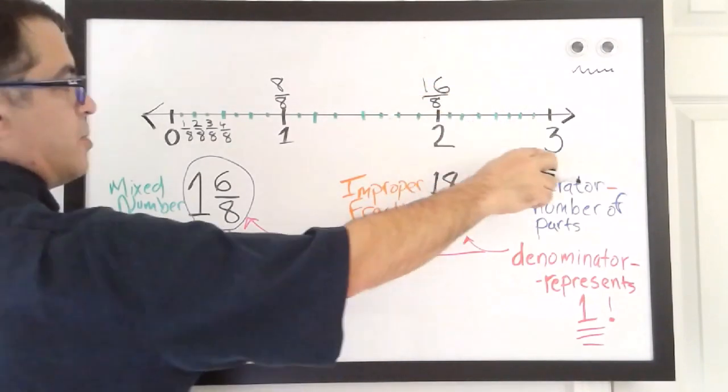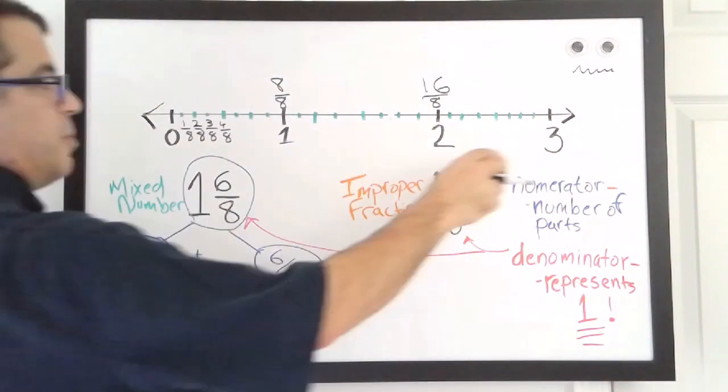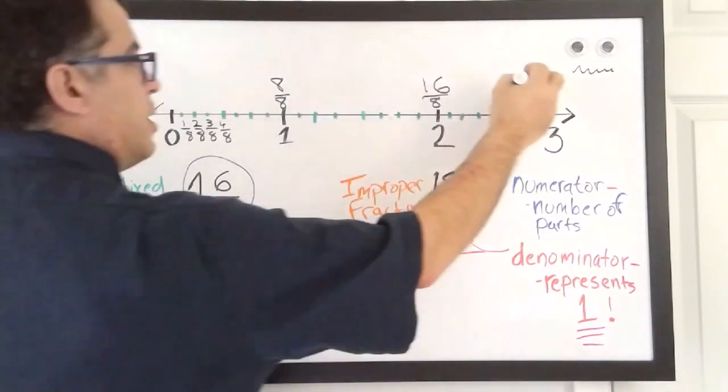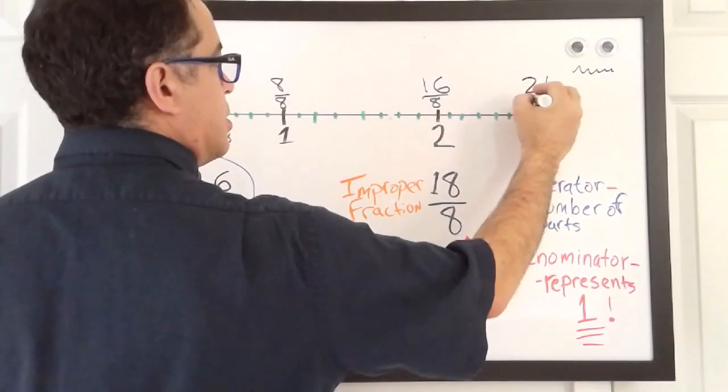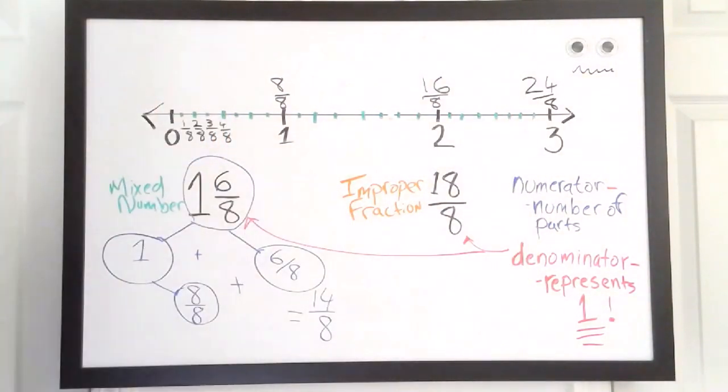Okay, and what is 3 whole numbers in 8? Well, that would be 3 times 8/8. That's 24/8. So look at that big improper fraction. All right, now we have a better idea of what's on our number line.